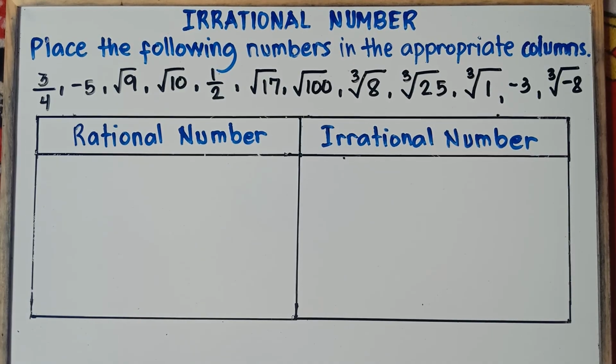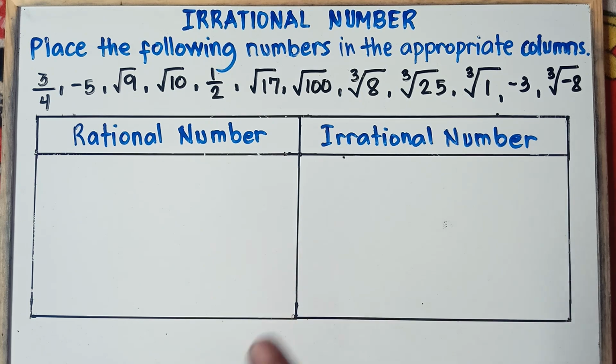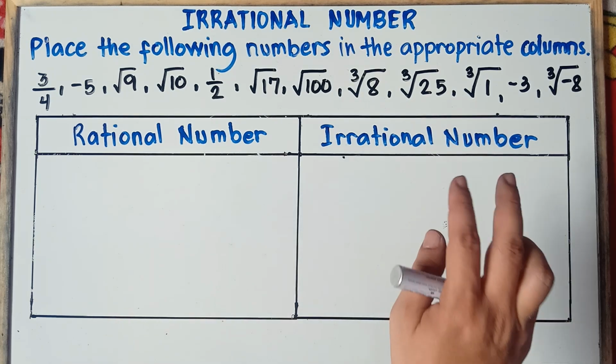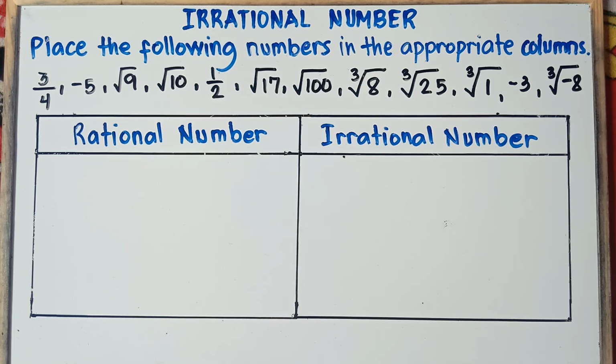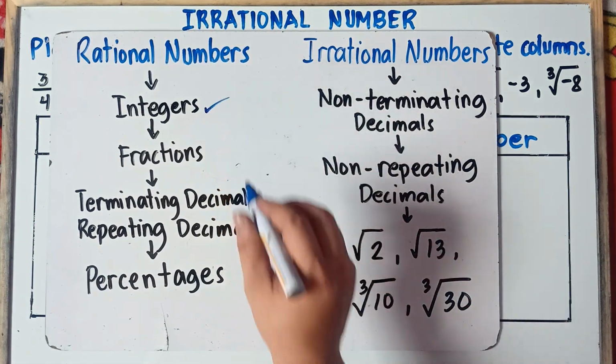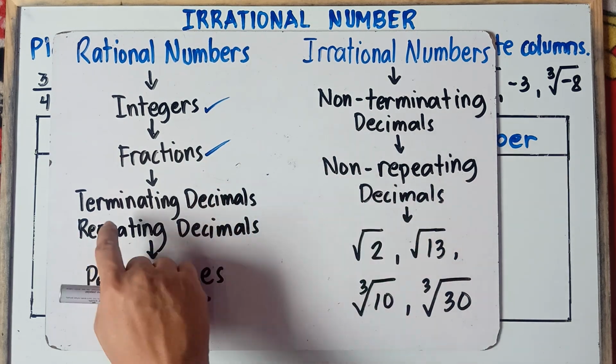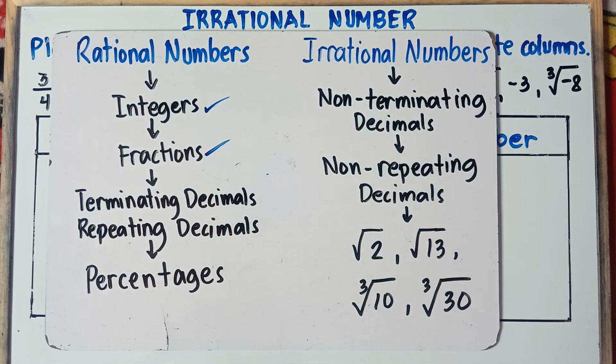Alright, so let's proceed now to answering our activity. We're going to place the following numbers in the appropriate column. These are the given numbers, and we're going to determine which are rational numbers and irrational numbers. Before we answer this one, class, we need to recall first what rational numbers are. Rational numbers include integers, that is, positive or negative whole numbers, fractions, and terminating decimals. Terminating decimals means the decimal will end.